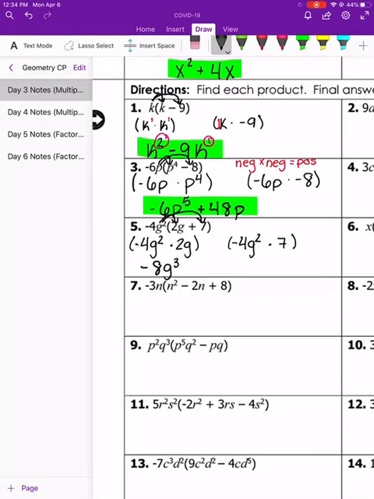Now I'm going to go to my second one, so negative 4 times 7 is negative 28, so minus 28. And then I just have a g squared, so that's going to stay the same.